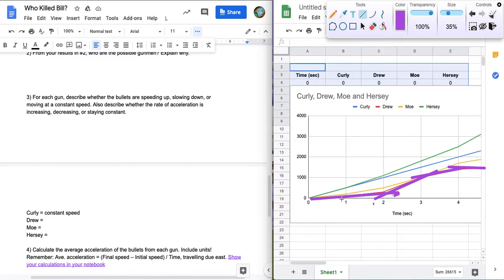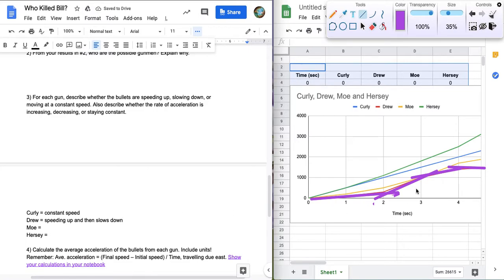Okay, so notice that the slopes are changing. First, it's not quite steep. Then it's a little bit steeper. Then it starts declining in steepness, and it's less steep. So it seems that in the beginning, it was increasing in speed, so it was speeding up, but then it was slowing down. So that's what I'm going to put for Drew: speeding up and then slows down.